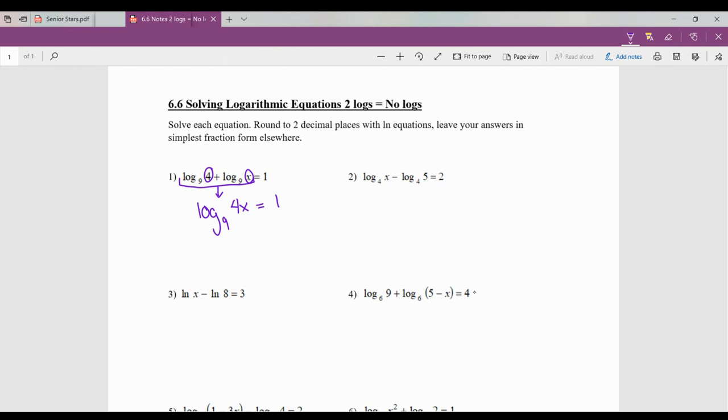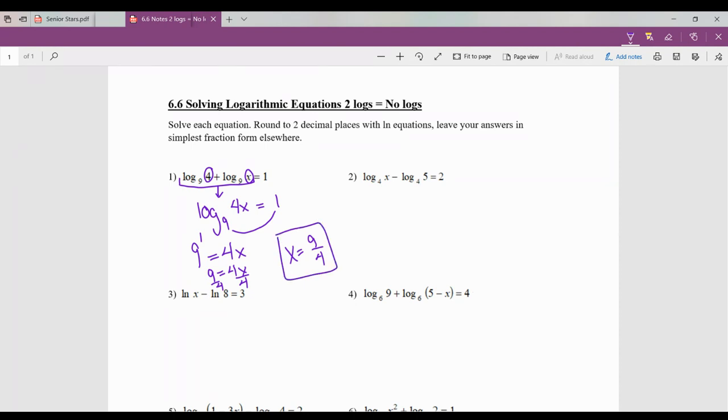So now I do what we just did in the previous lesson. We're going to swoop: 9 to the 1 equals 4x. So 9 equals 4x. Divide by 4, divide by 4. I want to leave my answers in simplest fraction form. So x equals 9 over 4. Final answer.